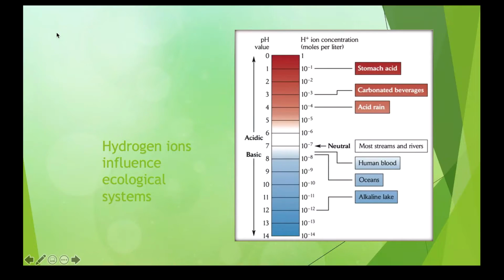This is the second video recording I will be doing in the series labeled Life and the Physical Environment. So today we're going to talk about hydrogen ions and how they influence ecological systems. This figure is just a pH scale of hydrogen ion concentration, and it extends from 0, which is highly acidic, to 14, which is highly alkaline. And the pH of rainfall can vary a great deal around the world.